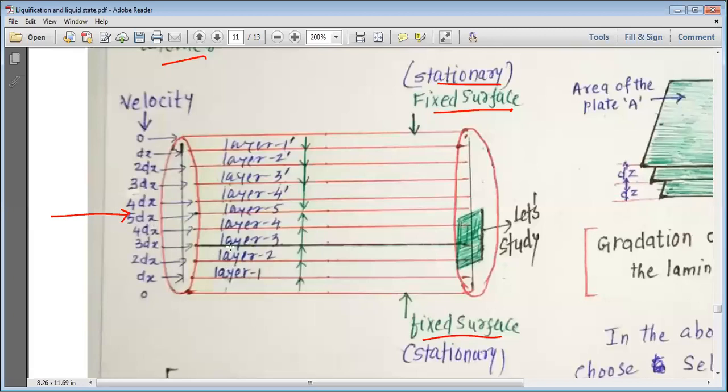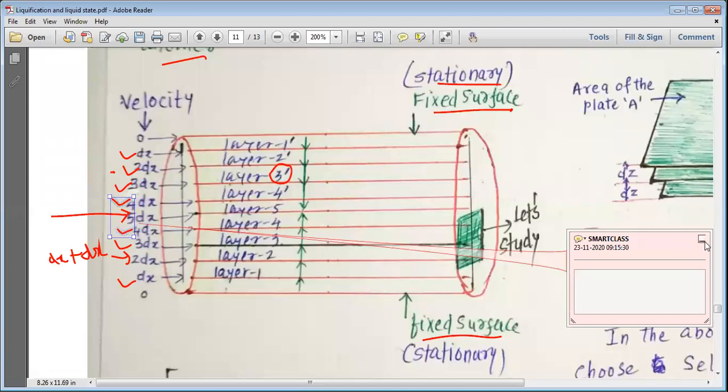the velocity of the layers increases because they are going away from the stationary or fixed surface, and that is how their velocity increases. So you can see that the first dash layer has the velocity of dx, then the second layer has again an increase in the velocity. So dx plus dx, that becomes 2 dx. Then the third layer has got 3 dx, and third dash layer also has got 3 dx. Fourth layer and fourth dash layer also have got 4 dx. And the center layer has got the highest velocity of 5 dx, my dear students.